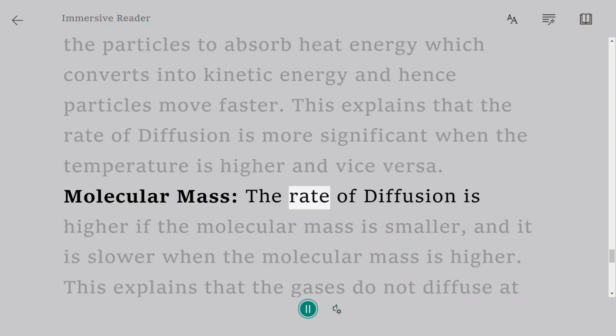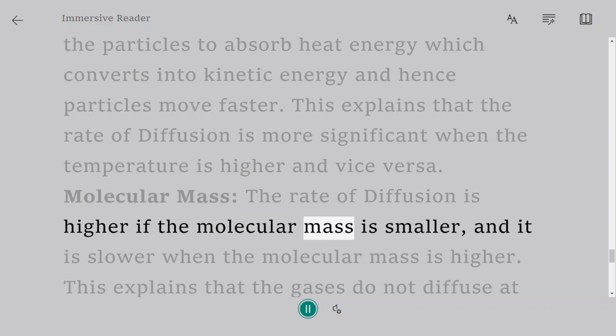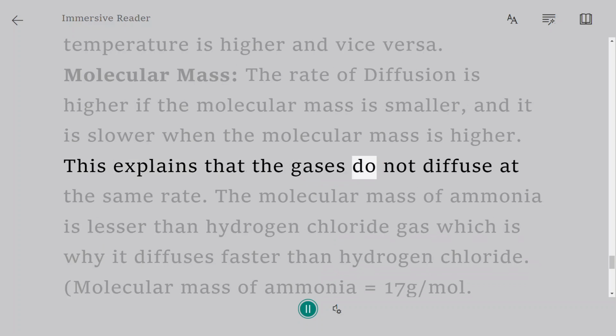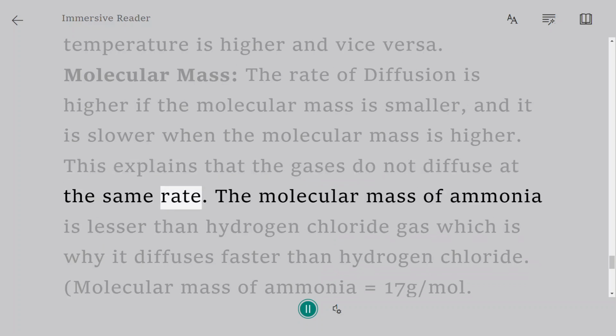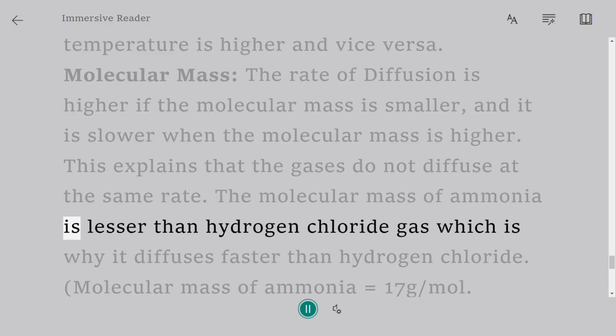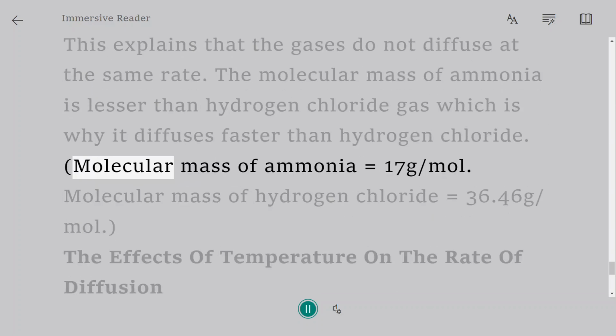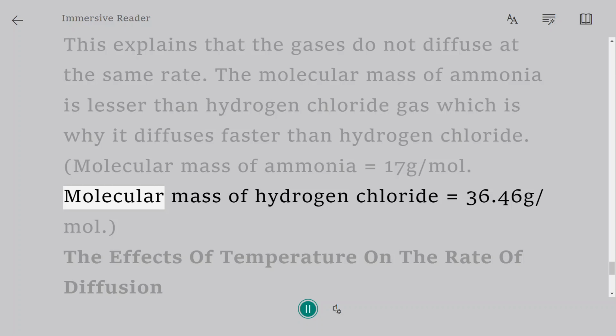Molecular mass. The rate of diffusion is higher if the molecular mass is smaller, and it is slower when the molecular mass is higher. This explains that gases do not diffuse at the same rate. The molecular mass of ammonia is lower than that of hydrogen chloride gas, which is why it diffuses faster than hydrogen chloride. Molecular mass of ammonia equals 17 grams per mole. Molecular mass of hydrogen chloride equals 36.46 grams per mole.